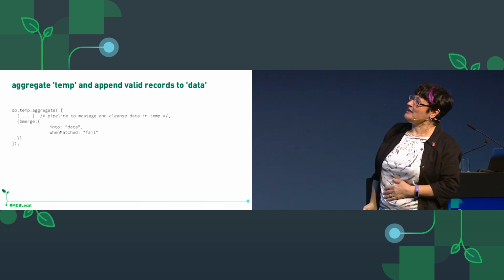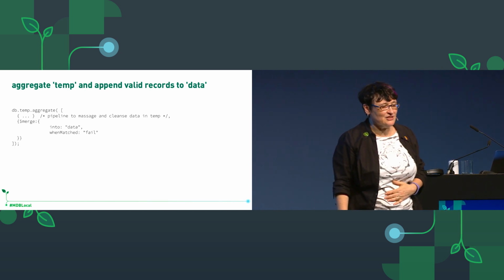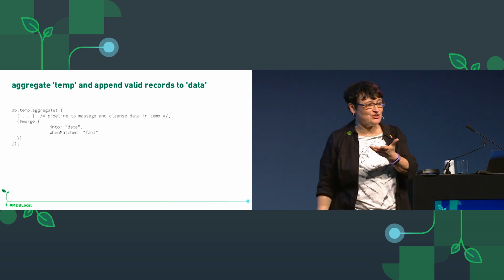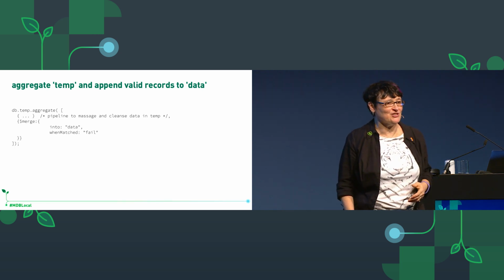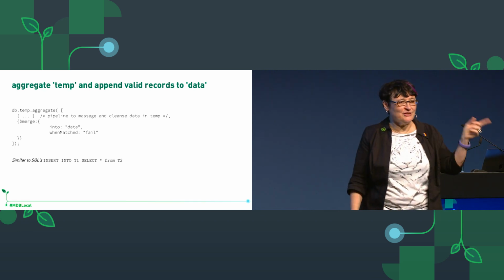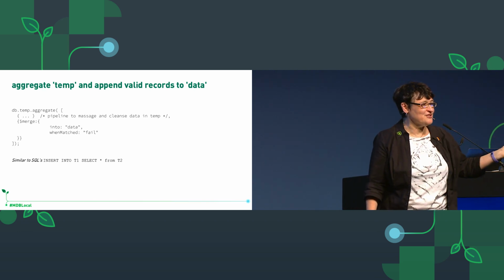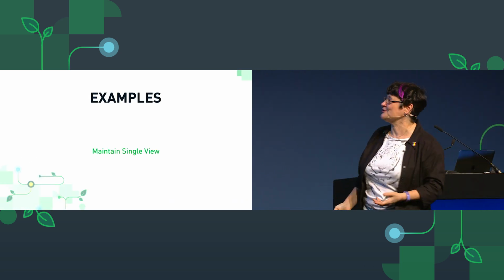So I have some pipeline, and then I say merge into data. When matched, fail, because that says I don't expect to find a match there, otherwise something's gone wrong. That's it. That's a really trivial looking example, isn't it? But that's all it is. It's kind of similar to insert into table, select from another table. Can't believe we didn't have that for so many years.